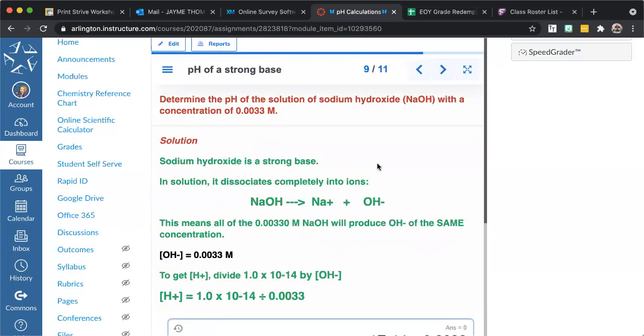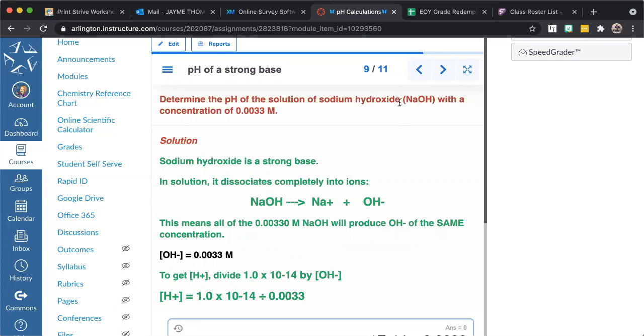Here's another example. This one says, determine the pH of the solution of sodium hydroxide with the concentration of 0.0033 molar. Again, you have to read carefully. This is tricky. They want us to calculate pH, but they did not give us an acid. They gave us sodium hydroxide, which is a base.